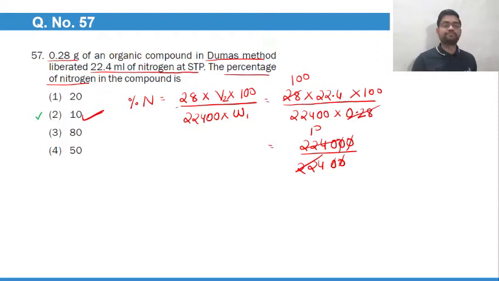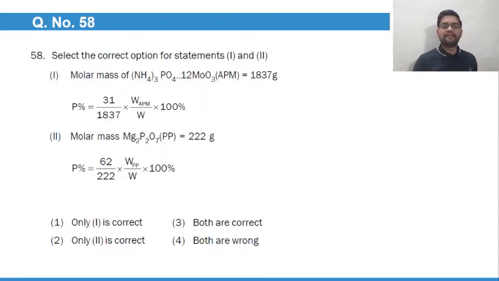58. Select the correct statement for statement 1 and statement 2. Molar mass of this, and the formula is 31 by the molar mass of this. This is a true statement. The second one is molar mass of this. Basically, they both are the same. So the molar mass and the formula are both the same. So for question number 58, the right option will be the one where both are correct. So 58, option number 3 is the right answer.